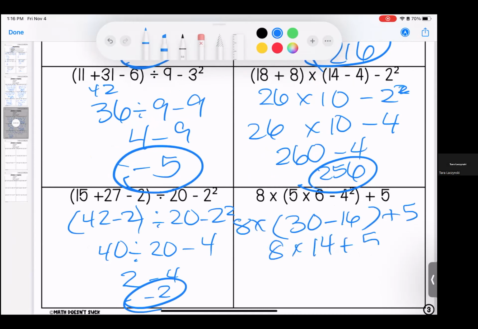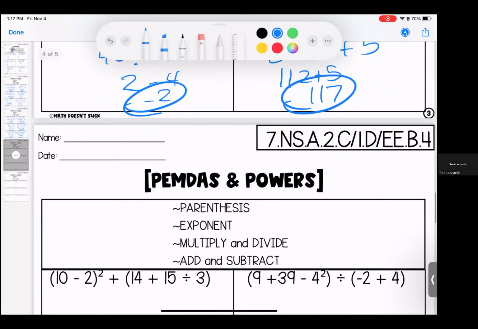Bring everything else down. 8 times 14 is 112 plus 5 gives us 117. If you have any questions on page 3, please bring them with you to class. Otherwise, hang tight because page 4 is here.